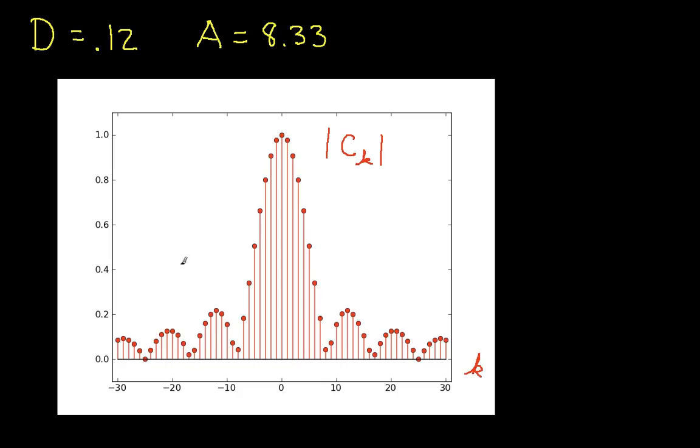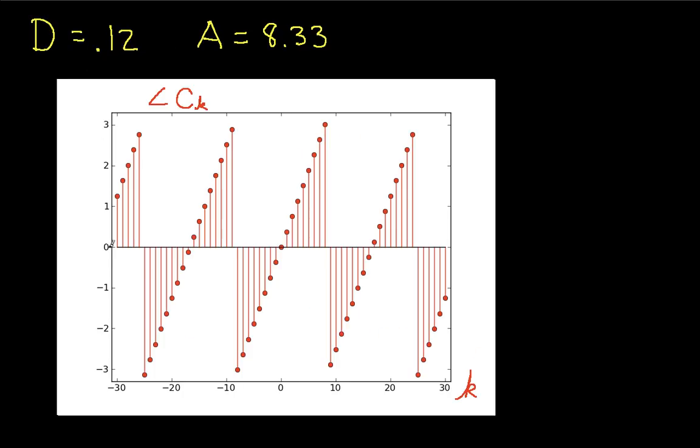And the reason that you would see this, if I have a duty cycle of 0.12, it turns out that my square wave is starting to approximate very narrow pulses. And so that spreads out the frequency content of the pulse, which is why I get this picture. Okay, if we look at the phase, it looks like this.